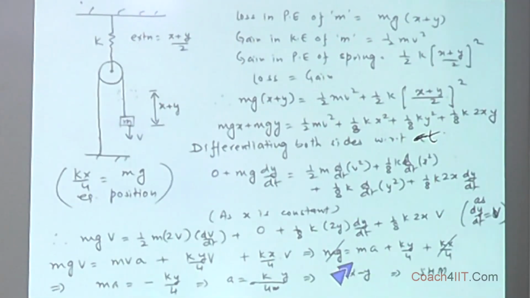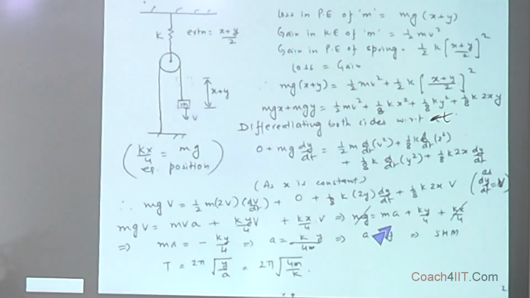It has mg also, and kx by 4 also. So if you remember, when we had discussed the basic steps, that is how the energy conservation method is used, over there to prove that acceleration is proportional to minus y, we may have some trouble, and over there we may have to refer to how the equilibrium position has been achieved.